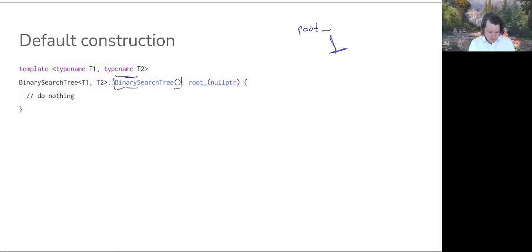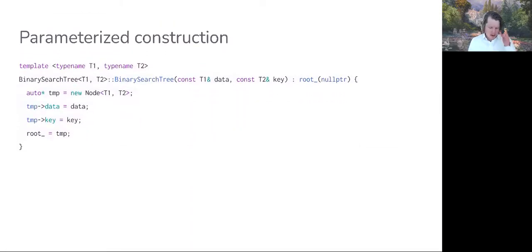Okay, cool. So let's now just take a look at our parameterized constructor. So this is going to need to have some arguments that are going to be used to set up a tree with, in this instance, a single node at the root. So we're going to go ahead and pass in some data of type T1, and I'm going to pass these by constant reference with the idea that when we go ahead and create a node with the data and key, a copy is going to happen. So it's not performing that operation twice.